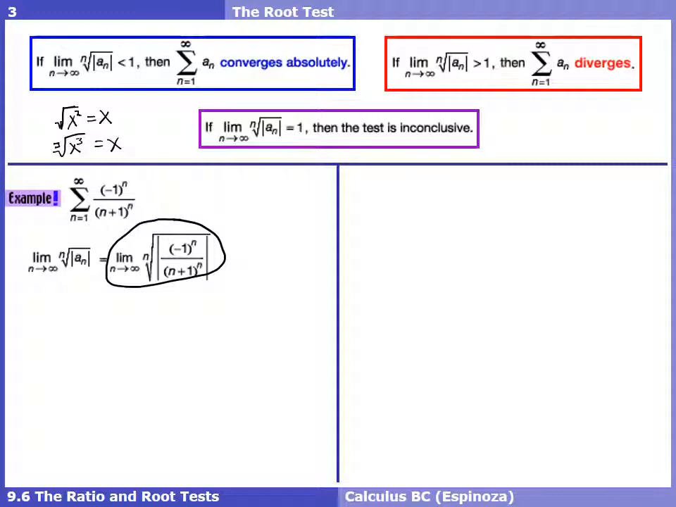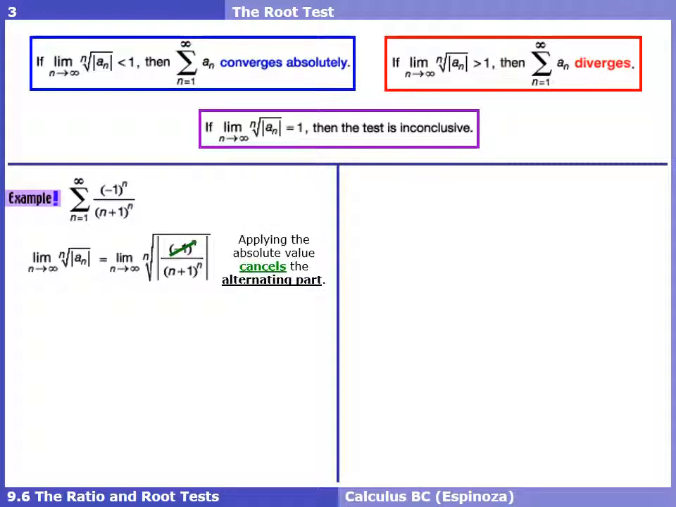Once you realize how to set this up, really it's just a matter of simplifying and then taking the limit after that. So let's talk about the simplification. The reason we can cancel out that -1 to the n power is the reason we kind of discovered in 9.5 with the alternating series issue when we're trying to test for absolute convergence. When you take the absolute value of an alternating piece like you have in the top here, that of course cancels that piece out. So because of that, we're just left with 1 over n plus 1 all to the n power.